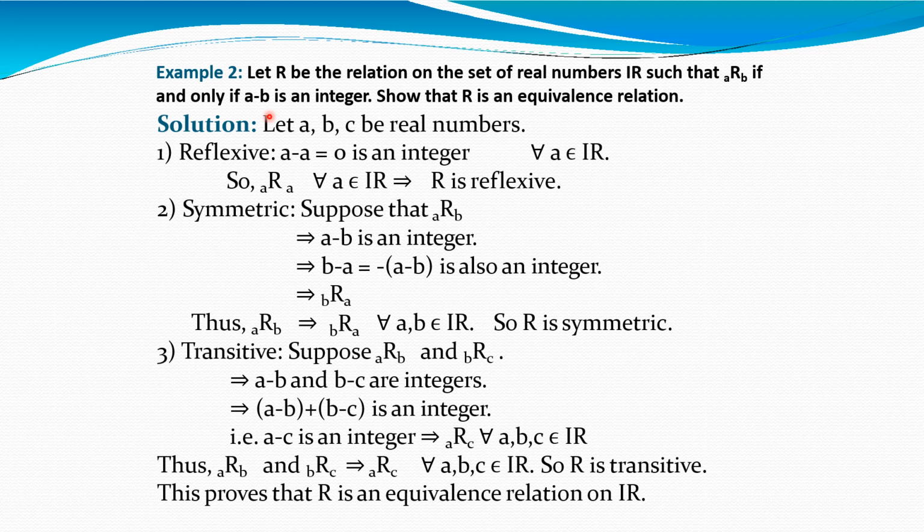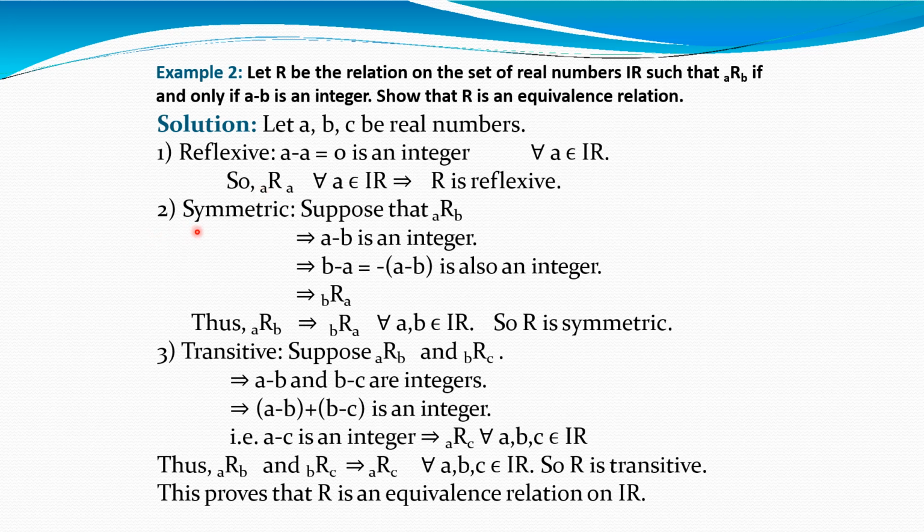Now first we show that R is reflexive. To show that R is reflexive, we have to show that A is related to A. By definition, A will be related to A if and only if A minus A is an integer. So just find A minus A. Whatever A is, A minus A is always 0 and 0 is an integer. So A is related to A for all A belonging to R. That means R is reflexive.